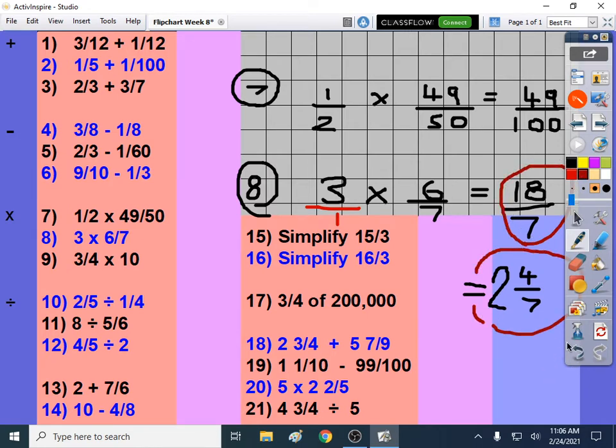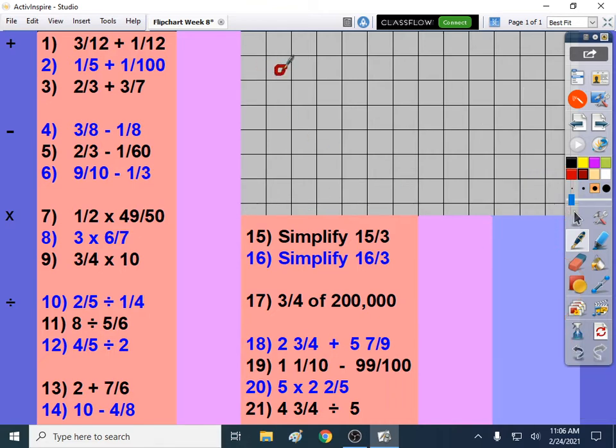Let's go on to question 9. Let's keep this colour. 3/4 times 10. That's 3/4 of 10. 3/4 of 10 is 7.5. 7.5 this is, isn't it? It's going to be 7.5 if my estimate's right.